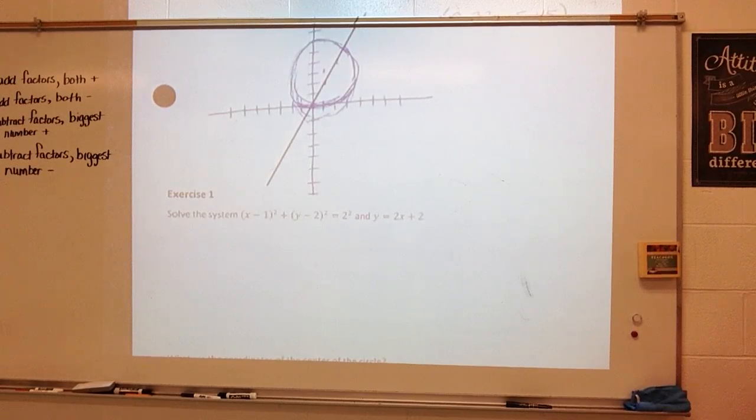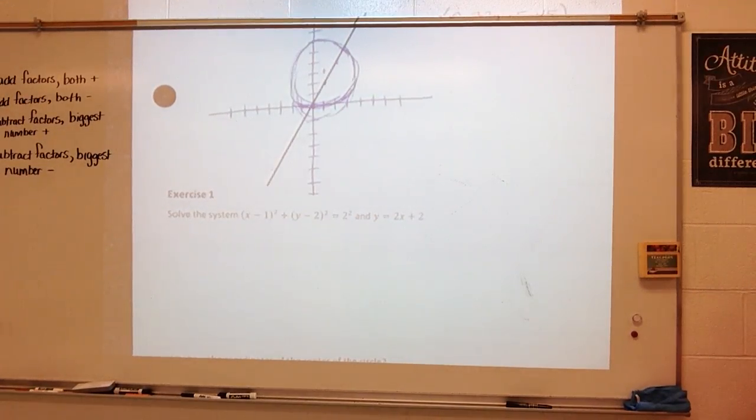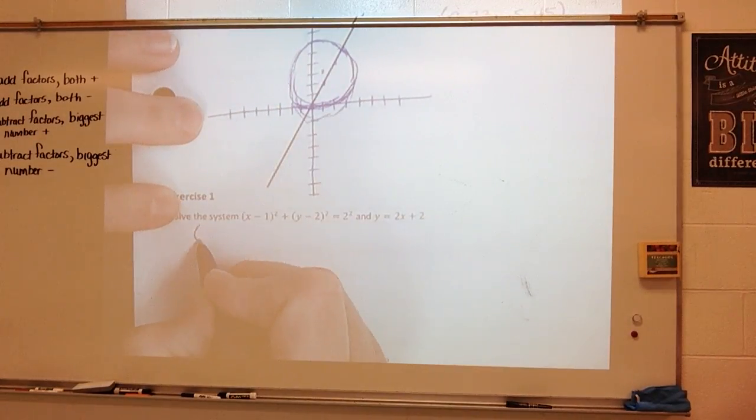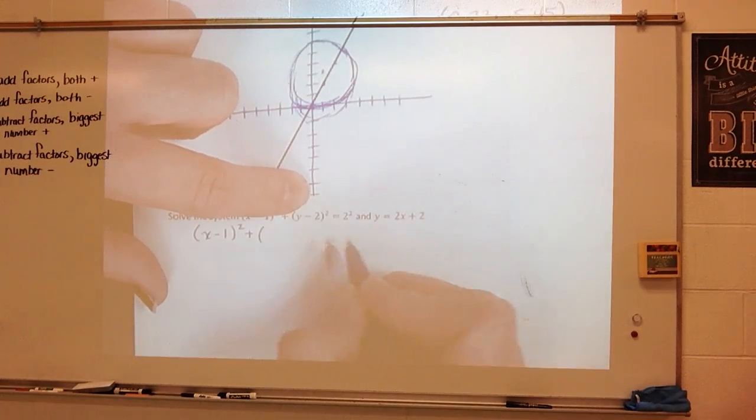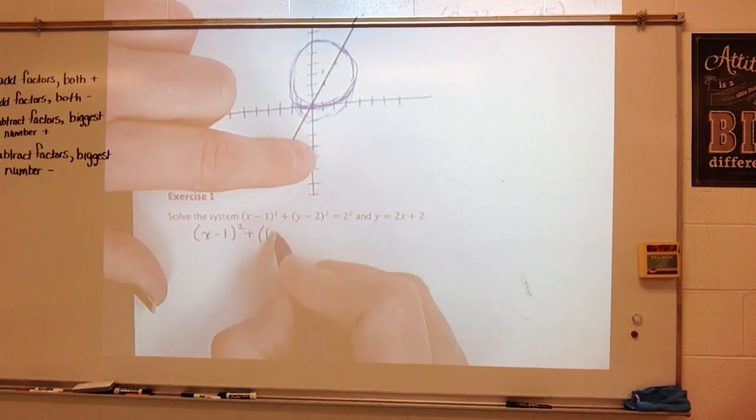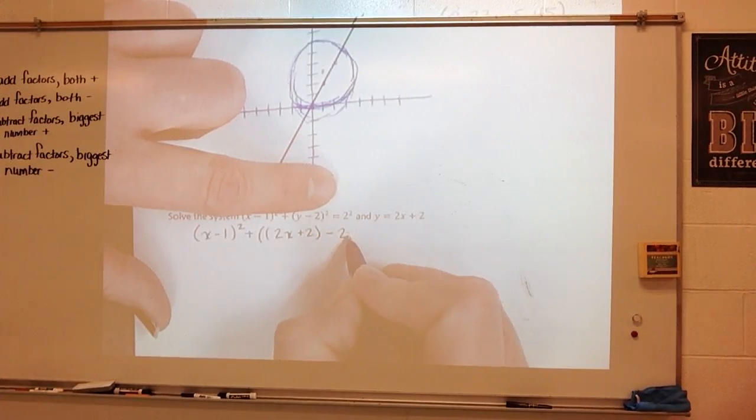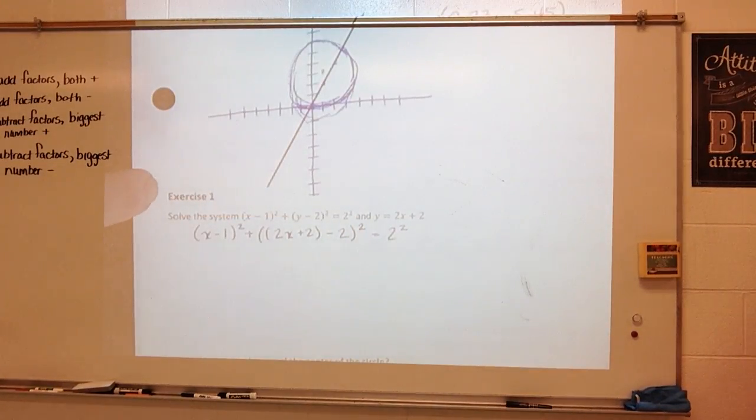I would suggest substitution because this is a system of equations. Now that I know that y is equal to 2x plus 2, I can substitute that in for y of this equation. So this is what I end up with: (x - 1) squared plus, I know that y is 2x, and I'm going to have a second set of parentheses, (2x + 2 - 2) squared is equal to 2 squared. Alright, so let's go ahead and solve this.